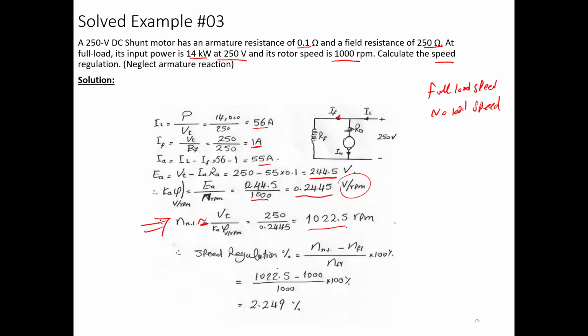Since we have both speeds now, we can calculate the speed regulation. So N no load minus N full load, divided by N full load, multiplied by 100 in order to get it in percent. So this would be 2.249%. Okay, so this is the speed regulation of this motor.